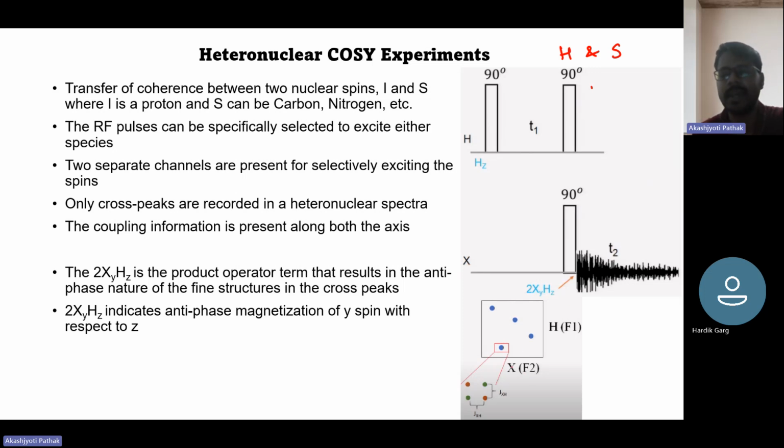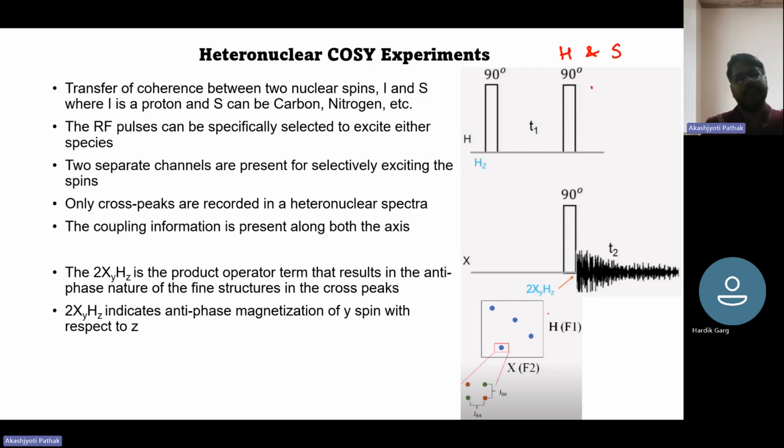That is why in the F2 axis you have the frequency of the X nucleus present, because you are detecting the X nuclei in the T2 period, in this T2 dimension, while you are detecting the H1 in the F1 dimension. That is why you have H1 in the F1 axis.